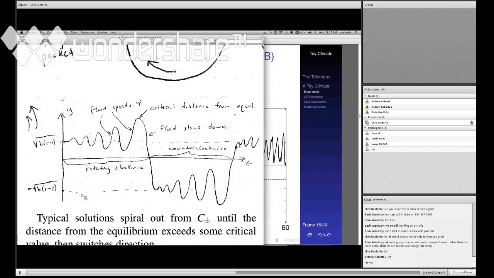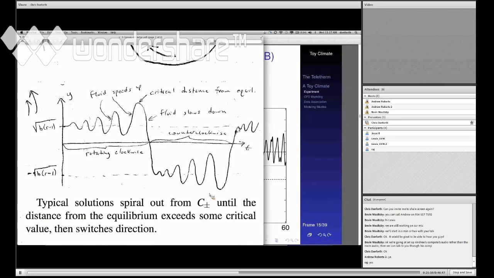They become unstable after that, and a small pocket will accelerate and decelerate the flow. That's what's happening here, until it reaches some critical distance from the equilibrium. And as the fluid slows down, it comes to a complete stop, just briefly, and then it performs the same increase in amplitude around the other equilibrium. Okay, so that's the mechanism in play.